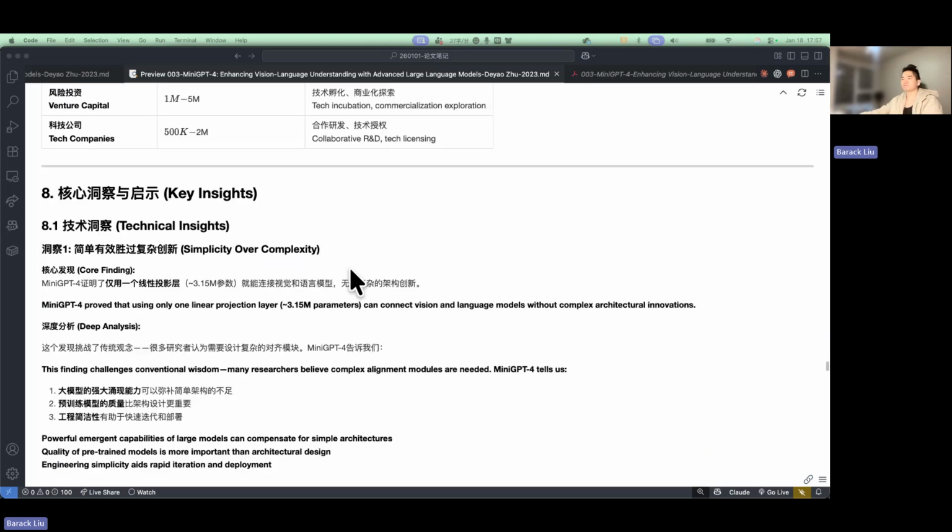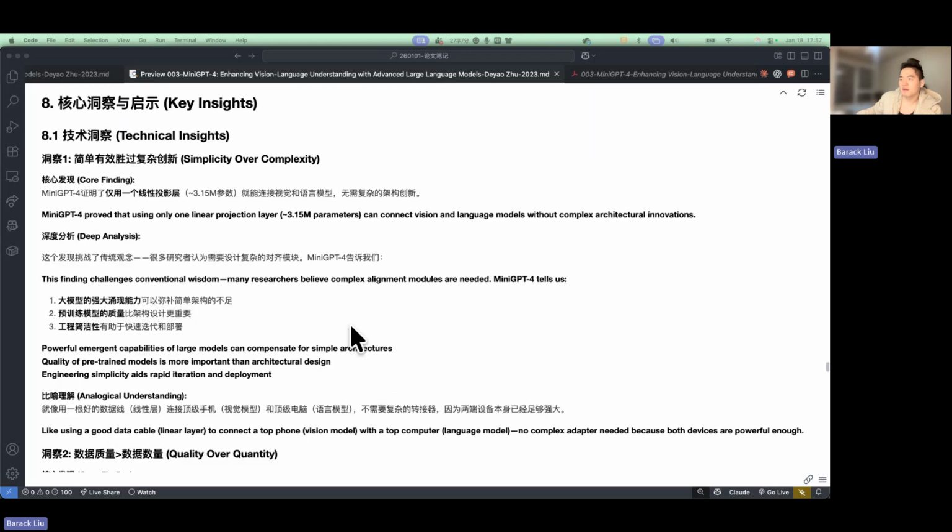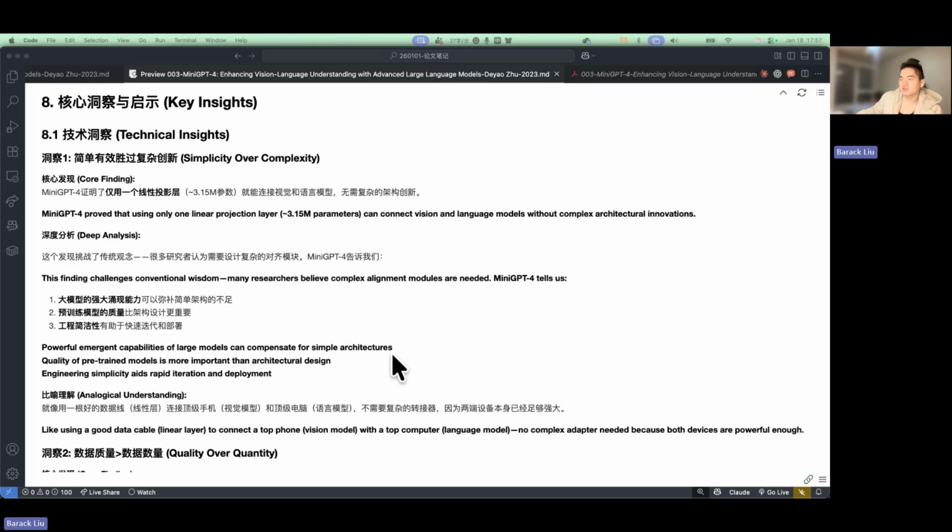Key insights: simplification over complexity. MiniGPT-4 proves that using only one linear projection layer can connect vision and language model without complex architecture innovation. This finding challenges conventional wisdom. Many researchers believe complex alignment modules are needed. MiniGPT-4 tells us powerful emergent capabilities of large models can compensate for simple architectures.